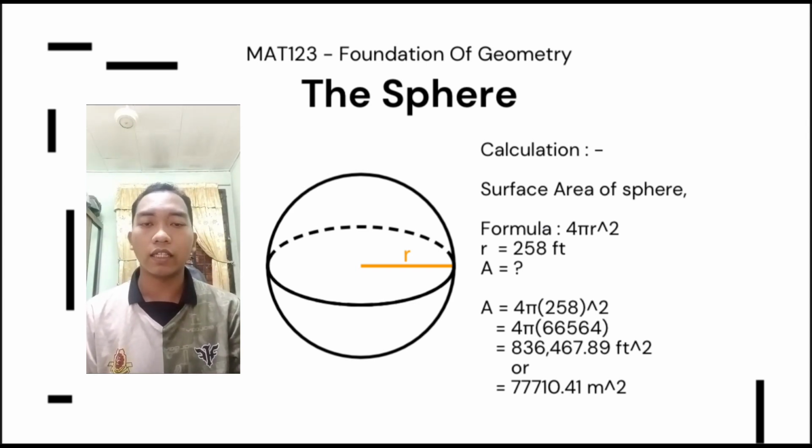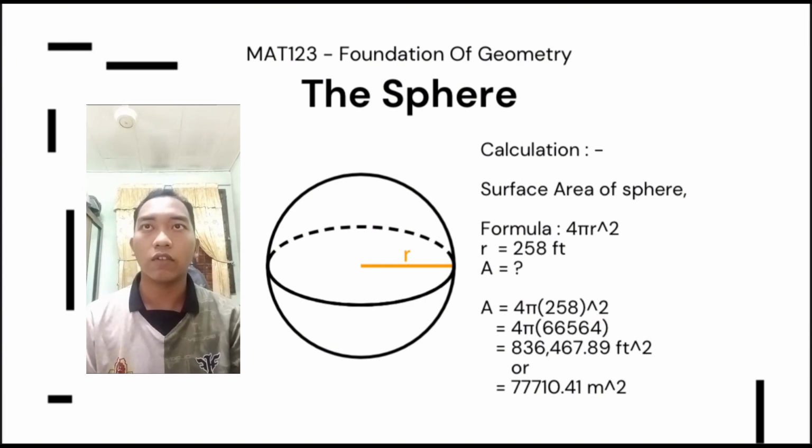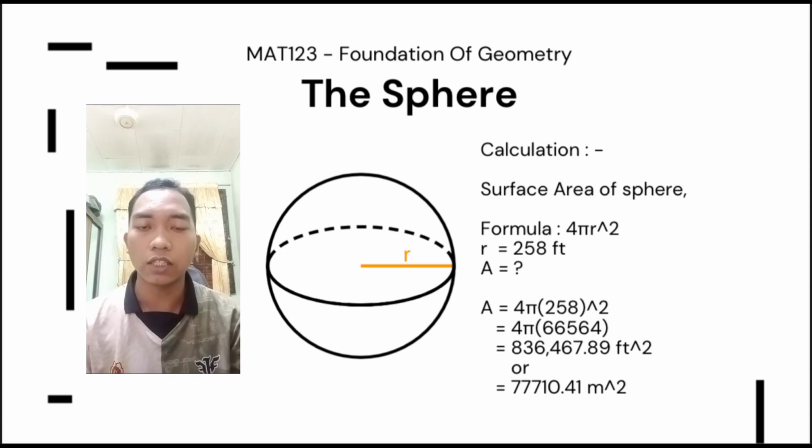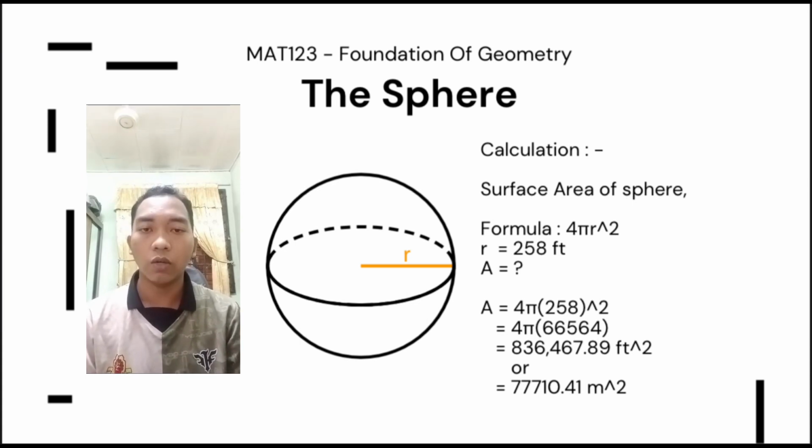Next, we want to calculate the surface area for the MSG Sphere building. We use the formula surface area equal to 4 pi r square. We use the same information, which is that the radius of the sphere is 258 feet. Then, we substitute the value into the formula. Then, we will get the result, which is 836,467.89 feet square, or 77,710.41 meters square. That's all for the second case.